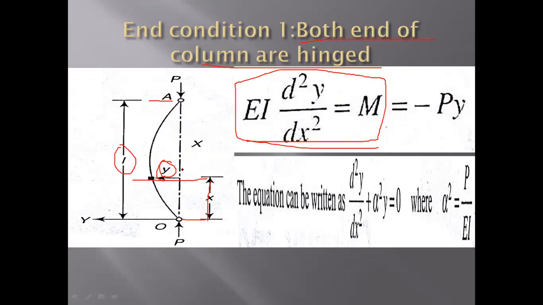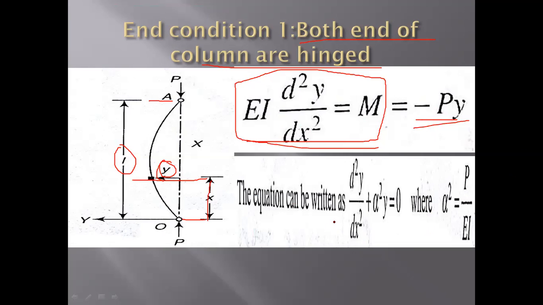P, line of action is P, and we are taking moment at this point. So P multiplied by Y is the moment, and according to the nature in our sign convention, it is negative, so it is minus Py, since it is concave in nature. Now this is the equation: EI d2y/dx square is equal to minus Py, or you can say EI d2y/dx square plus Py equal to 0.